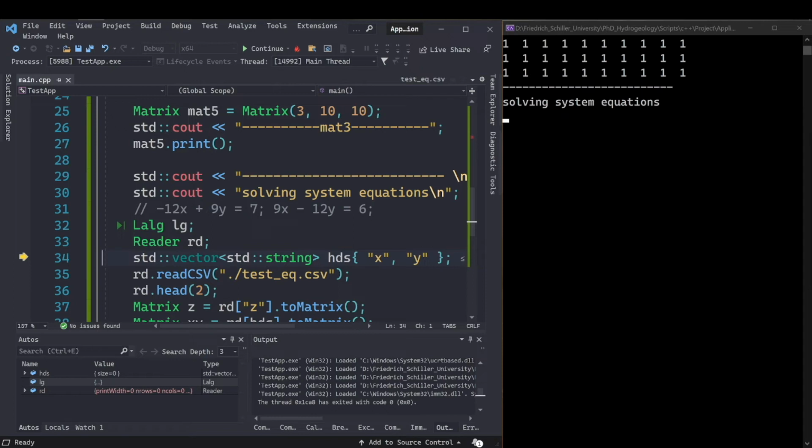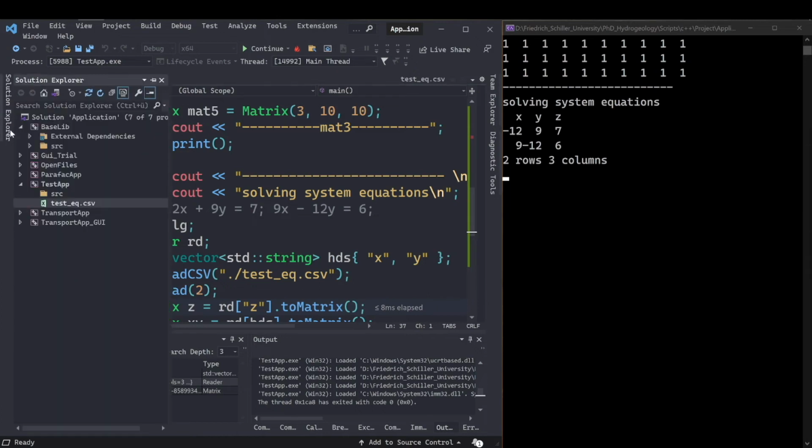For example, the reader class has a function called readCSV that is able to read data from CSV files. The read data is arranged in such a way that it is easily accessible in memory. Displaying the read data on the console displays not only the data itself, but also the headers that were contained in the CSV file. It also shows information such as the number of rows and the number of columns of the data that was present in the CSV file. This CSV file contains the constants of the x and y variables and also the constants on the right-hand side of the equal sign.